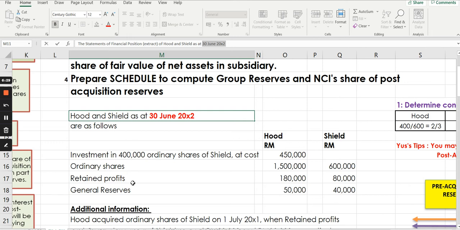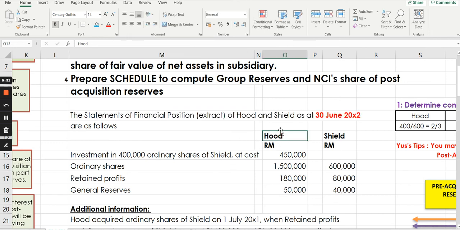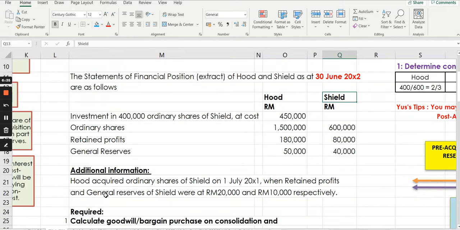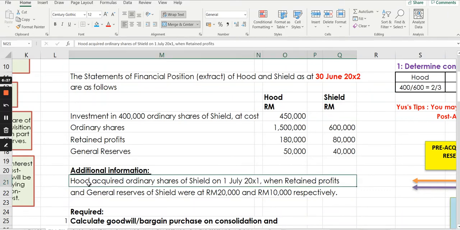Okay. Then you have the two companies here. One is Hood, another is Chill. To know who is the parent, you need to read the additional information. Hood acquired ordinary shares of Chill. So the parties that acquire the shares are likely to be the parent. So Hood is the parent.